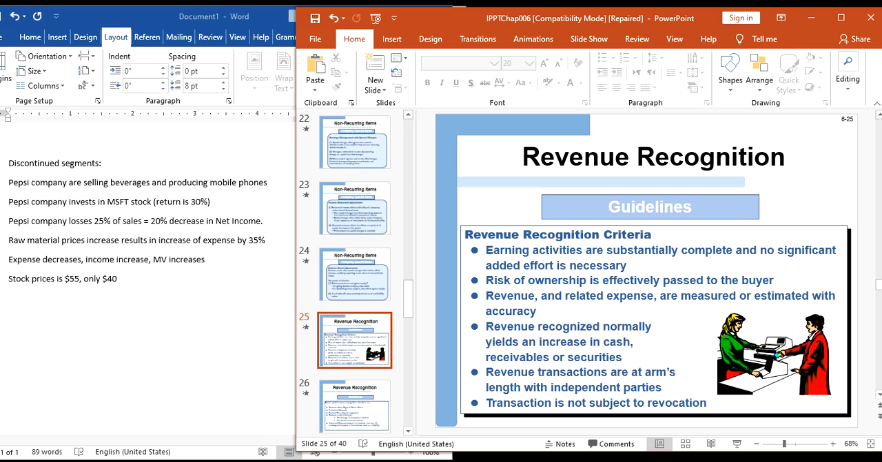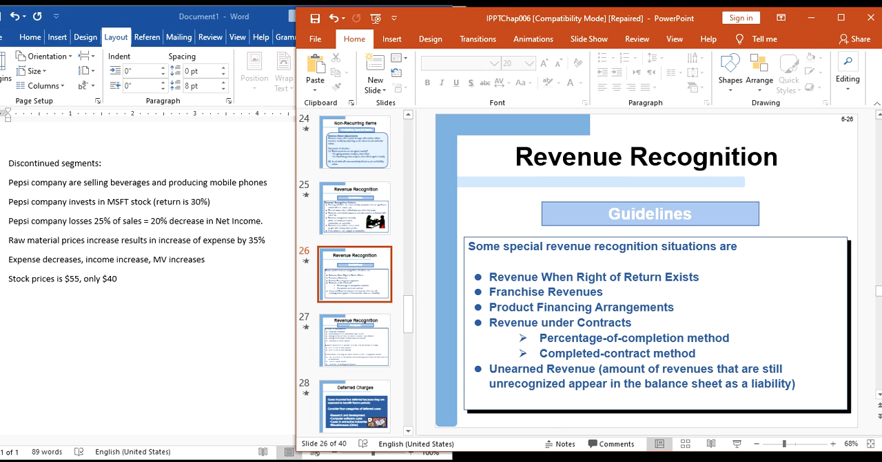For example, revenue recognition yields an increase in cash, receivables, or securities. Okay, so recognizing revenue increases cash, receivables, and revenue. Okay, so let's move to the next slide and some other stuff, for example, franchise revenue.